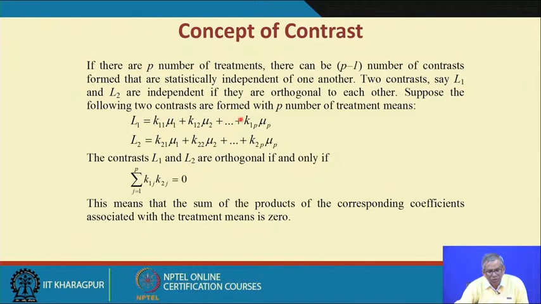Suppose the following two contrasts are formed with p number of treatment means. These are linear combinations: L1 is one contrast, K11 mu1 plus K12 mu2 plus, and so on up to the pth level, that is K1p into mu p. Is it okay? Similarly, the next contrast is K21 mu1 plus K22 mu2 plus, up to the pth level, that is K2p into mu p. So L1 and L2, these two contrasts, are formed.